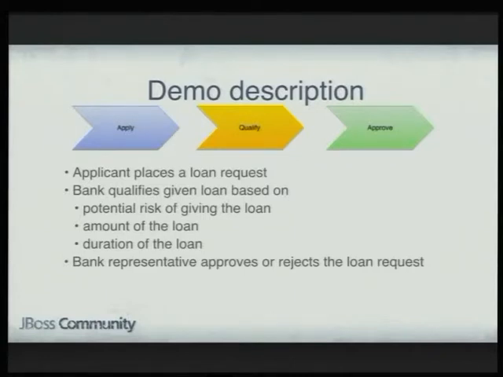Then we have a bank system that is actually taking the loan request, evaluating that, and qualifying. Maybe it's such a low risk loan that it can be auto-approved. We don't have to involve anyone else. So the bank system can take the decision itself. But maybe it's a higher risk loan or long-term loan, so we need to qualify it, and we need to start certain steps in the bank itself to make sure that the bank representative approves or rejects the loan. So there will be different steps included.